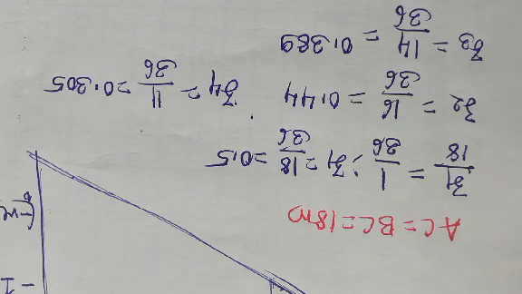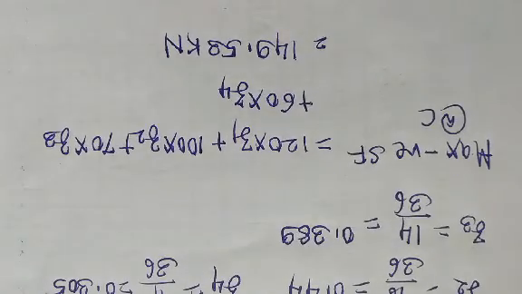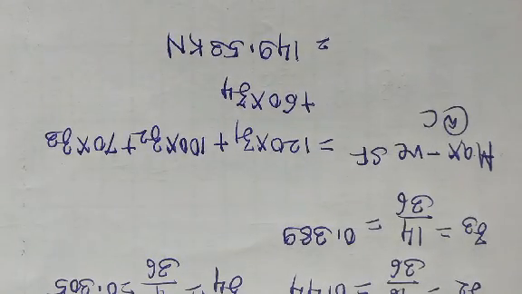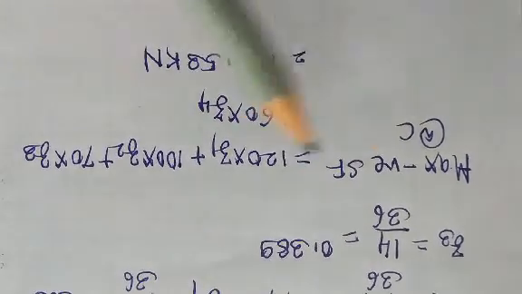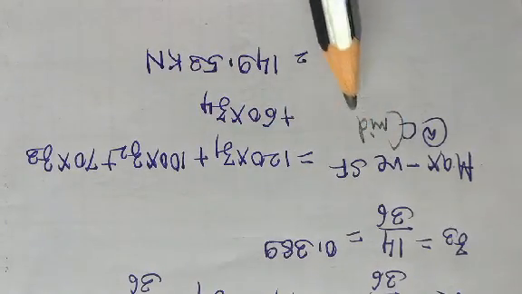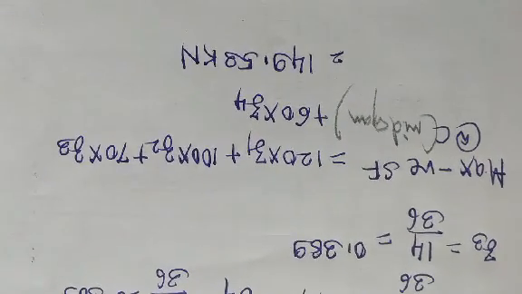Next, once you get the values of the ordinates, multiply with their respective loads to get the negative shear force at point C. Once you multiply, you will get the answer as 149.53 kilonewton, and this is nothing but your maximum negative shear force at C, that is the midspan. Okay.